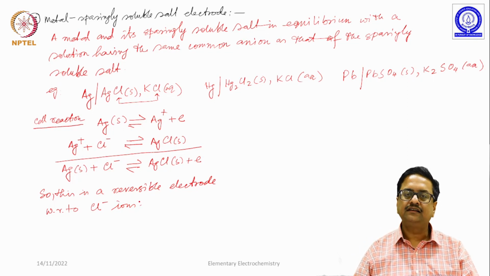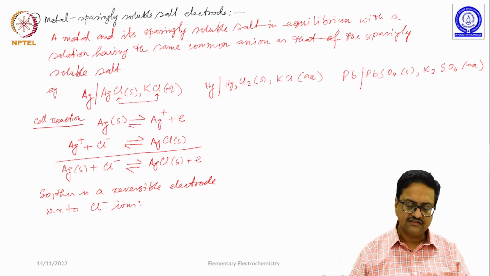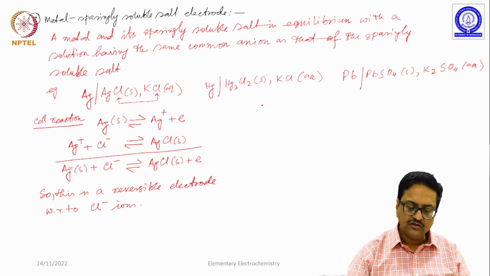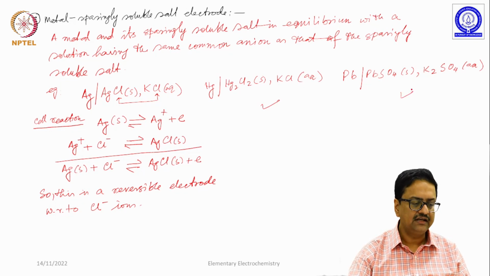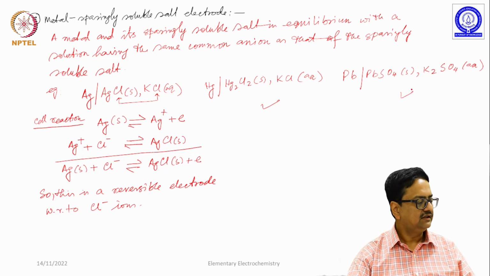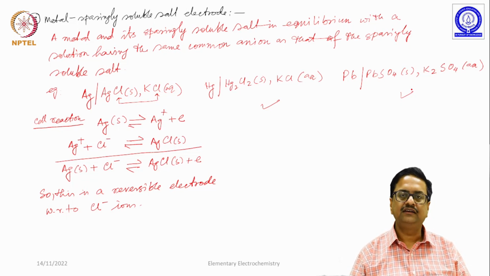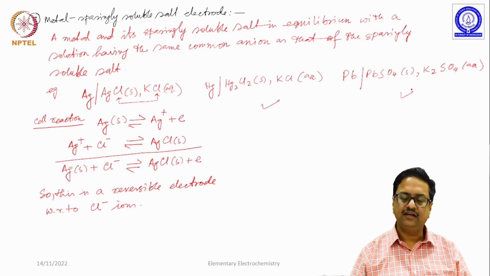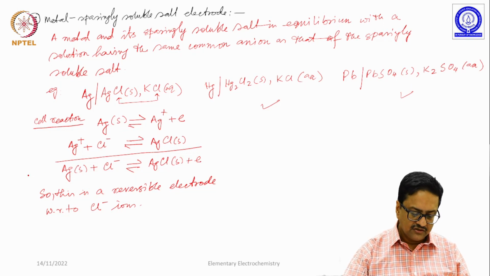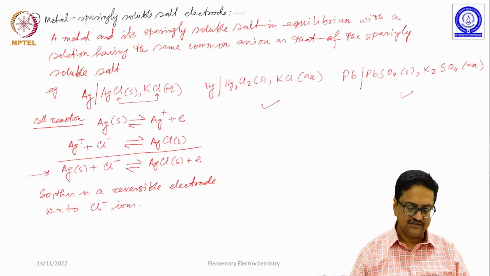For your practice, try to write down the half cell reactions for the other two cells which I have indicated here. Those will help you understand how to write the half cell reactions and join them and write the complete half cell reaction.